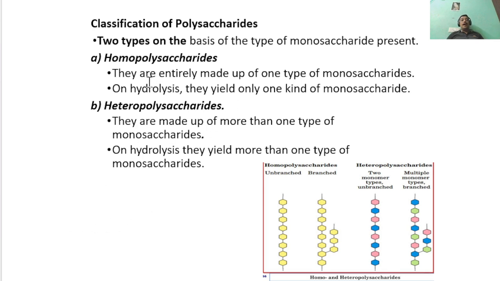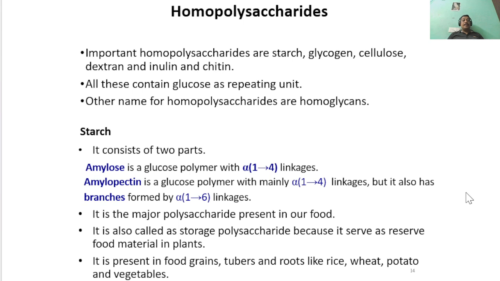So when you hydrolyze, when you break the homopolysaccharide, you will get the same kind of monosaccharide. Why? Because all are made up of the same monosaccharide. Whereas if you break the heteropolysaccharide, you will get more than one type of monosaccharide because all these are different monosaccharides. An example for homopolysaccharide is starch. What does it contain? It contains amylose and amylopectin.